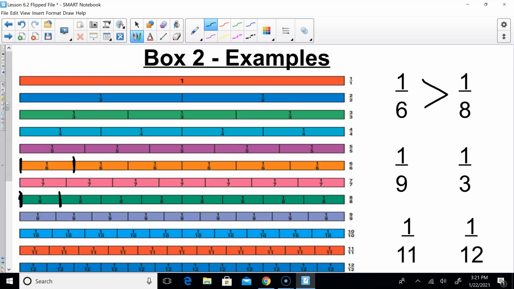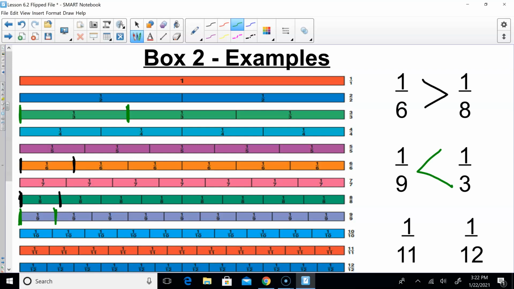I'll just change my color to green right now. We're looking for 1/3. So 1/3 is in green, so it's from here to here. And 1/9 is from here to here, which is a very small part. So I'm going to say 1/9 is less than 1/3.